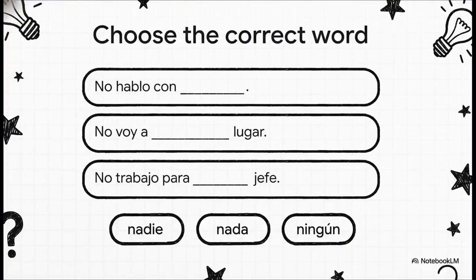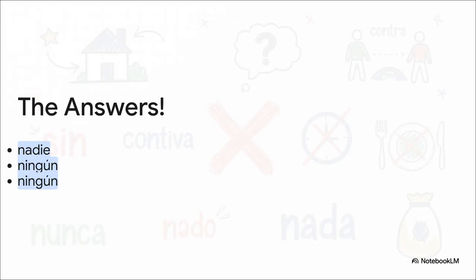Okay, game time. Take a look at these three sentences. Go ahead and pause if you need to, and see if you can fill in the blanks using either nadie, nada, or ningún. All right, pencils down. Let's see how you did. For number 1, no hablo con, it's nadie. For 2, no voy a, it's ningún lugar. And number 3, no trabajo para, it's also ningún jefe. So how'd it go? Hey, don't worry if you didn't get them all. You're building a new habit, and that takes practice.